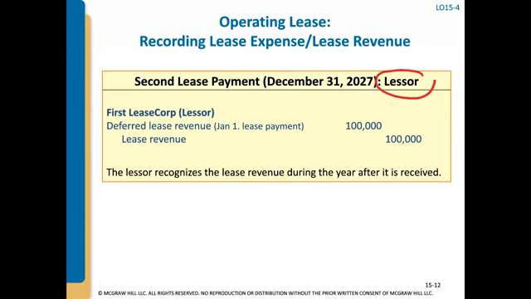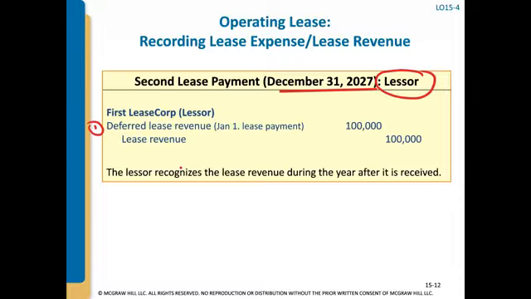Now let's look at the lessor side. When we first commenced the lease, we didn't record anything, but we did receive a cash payment and we debited cash and credited deferred revenue on January 1. Fast forward to December 31, the lessor has now earned that $100,000 because they've provided that asset to the lessee for the year. So they're going to have multiple journal entries recorded.